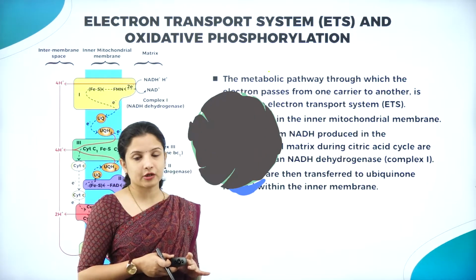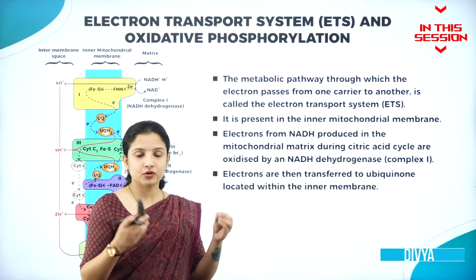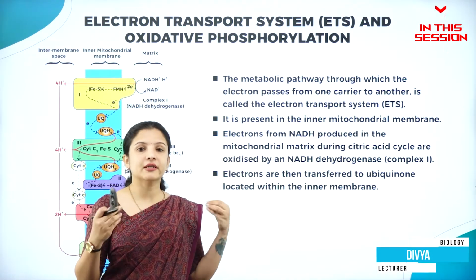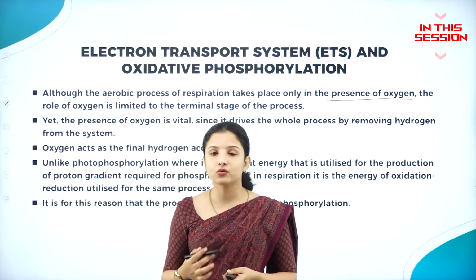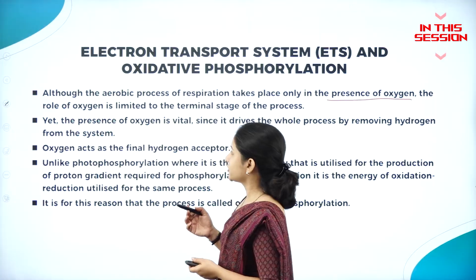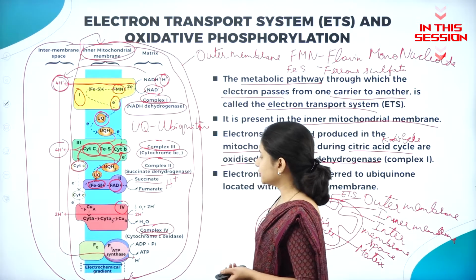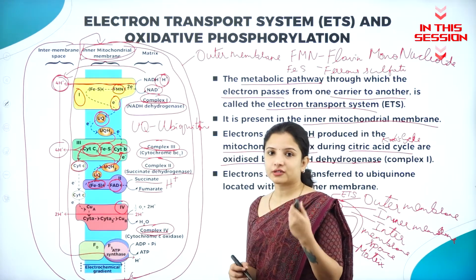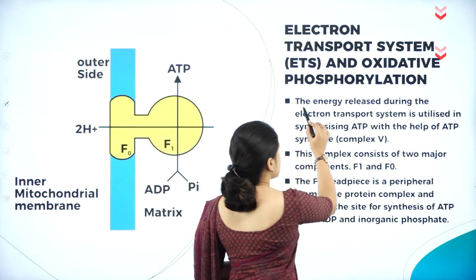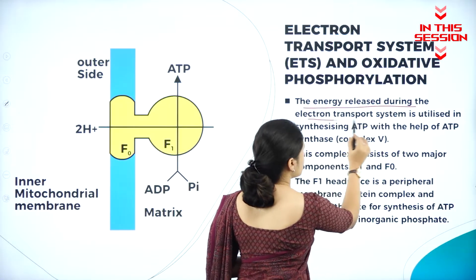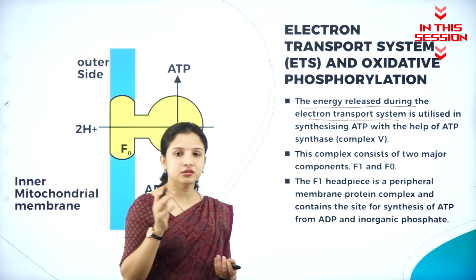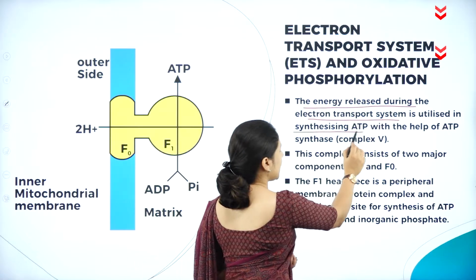In a metabolic pathway, the components are broken down into simpler forms wherein they release a lot of energy. So aerobic respiration takes place only in the presence of oxygen. So complex 4 is also called as cytochrome C oxidase complex. The energy that is released during the electron transport system is utilized in synthesizing ATP.